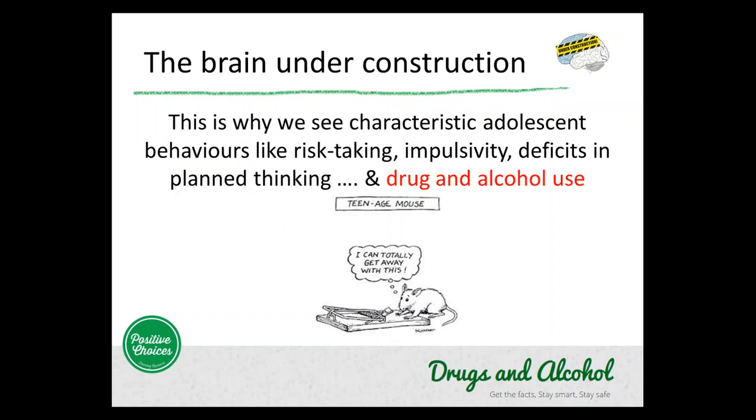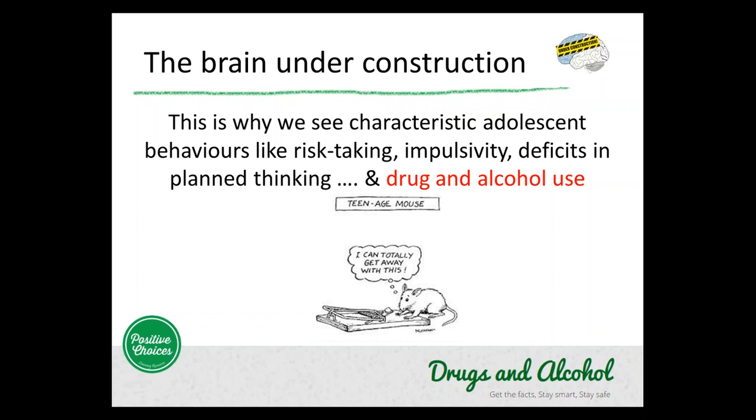So this imbalance between the amygdala and the frontal cortex is part of the reason that we see characteristic adolescent behaviours. So things like risk-taking, impulsivity, deficits in planned thinking, and it's also why we see the onset of drug and alcohol use during adolescence. In fact, some people have argued that because of these particular brain changes, adolescence is a critical period for the development of addictive behaviours. But we'll go into that a little bit more later.